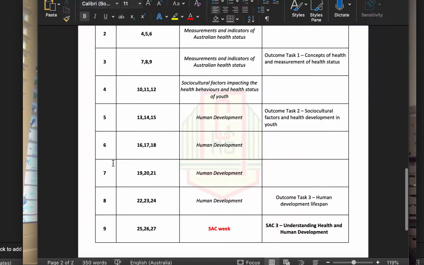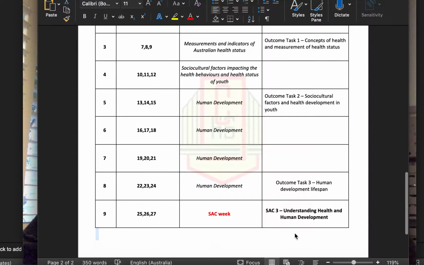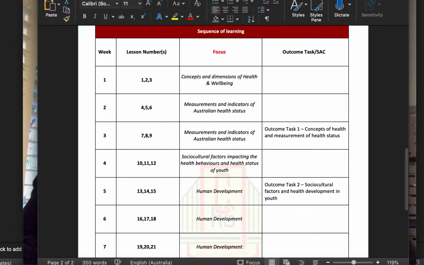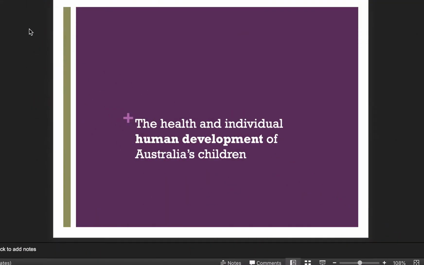And we are all the way down to week 7, so lessons 19 and obviously 21, focusing on human development and no major task happening this week. Next week becomes human development's final week with the 3rd outcome task, and then we're going to have a SAC preparation session and the SAC in the final week of this term. So we've got a lot coming up, but this is a step back and take a breath week with no outcome task, which is fantastic news in my opinion. So let's flip over and have a look through.